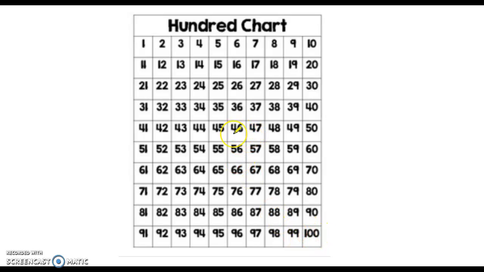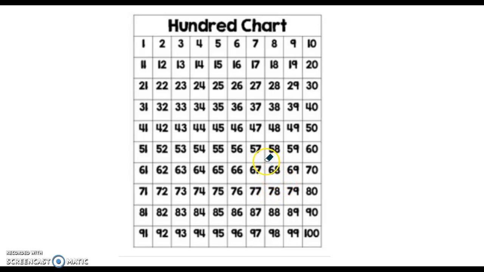A 100 chart can be used to help with skip counting. If you look at every other number, that can help you skip count by twos. If you want to skip count by fives, you can look at 5, 10, 15, 20, and so on, and that will help you skip count by fives. And if you look at the far end here, all of the numbers going down this column are counting by tens: 10, 20, 30, 40, and so on.